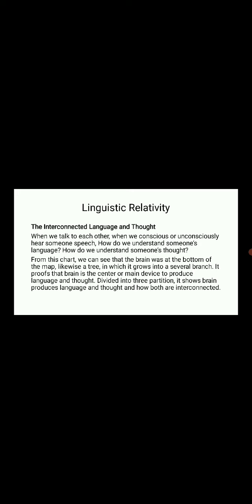Now, how are both language and thought interconnected? Apparently, both language and thought are interconnected through a thought link. As it appears on the screen, the thought link is called discourse. Discourse is the way of how people communicate. It can be written, oral, or body.